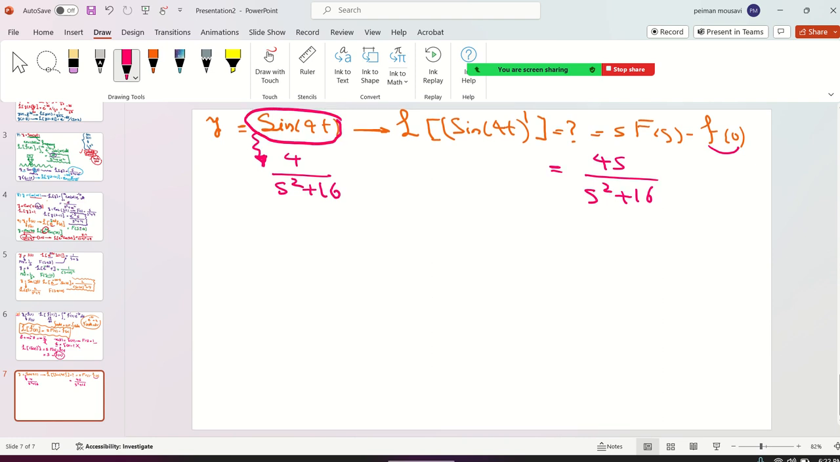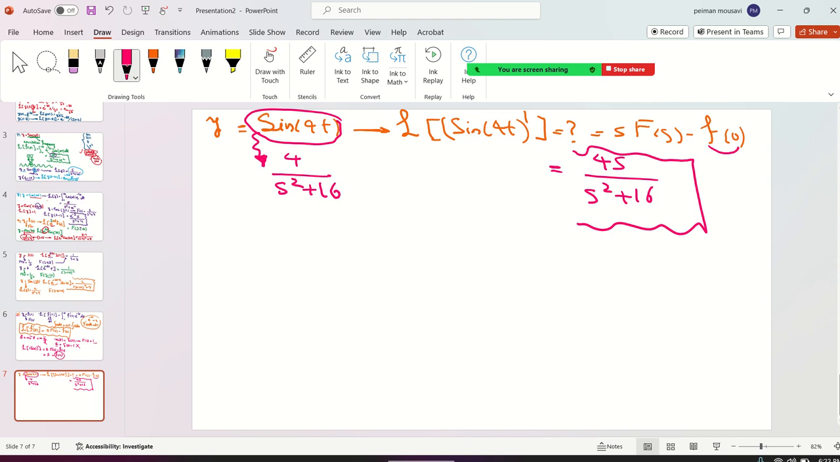What is sine of 0 from high school? 0. So we don't write it here. We found that, and we have the proof of that.